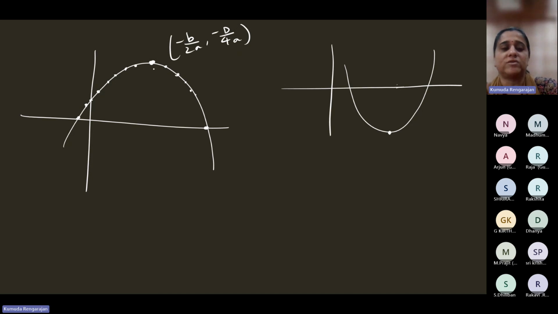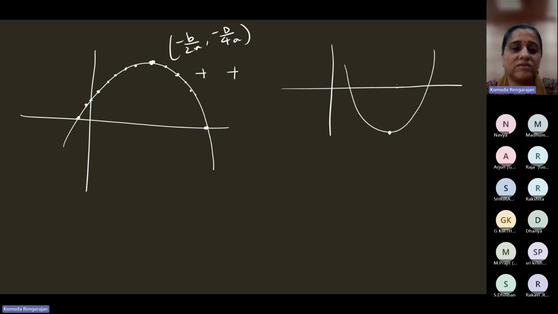Now this is called the vertex of the parabola, and the coordinates of the vertex are given by minus b by 2a, minus D by 4a. Denominators 2a, 4a, both negative. Now you will wonder, the point is located in the first quadrant, and we know that in the first quadrant the x coordinate and the y coordinate are both positive. So don't get confused. As we proceed, you will understand better.